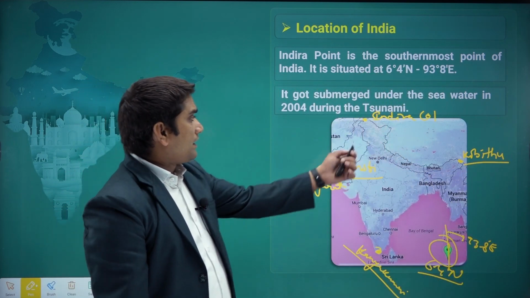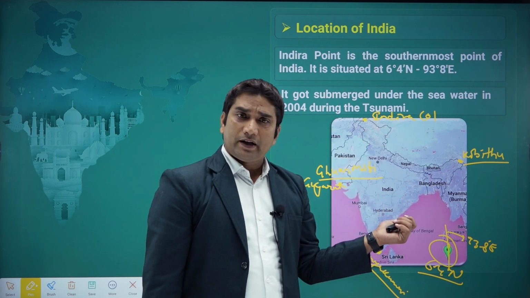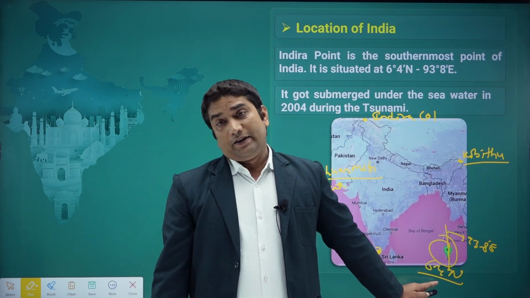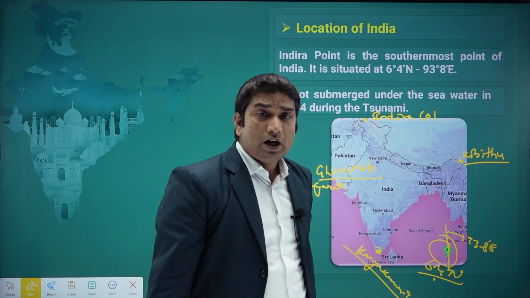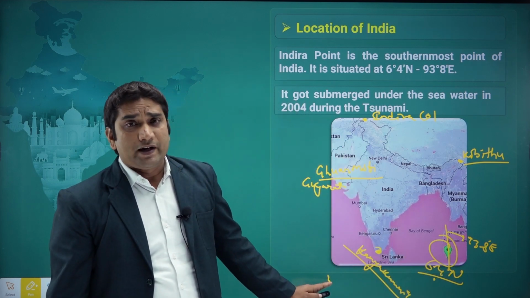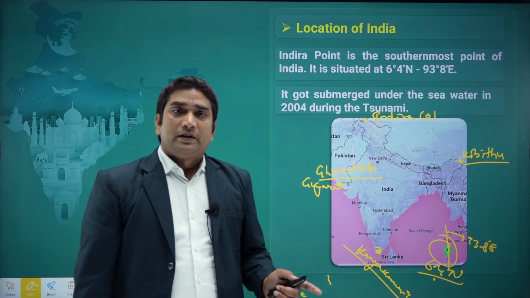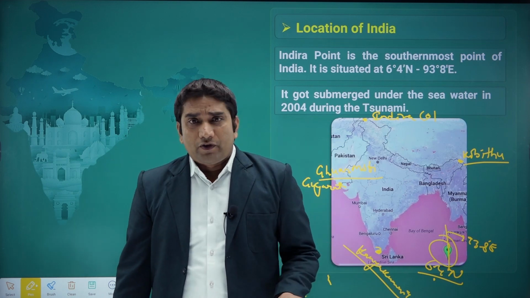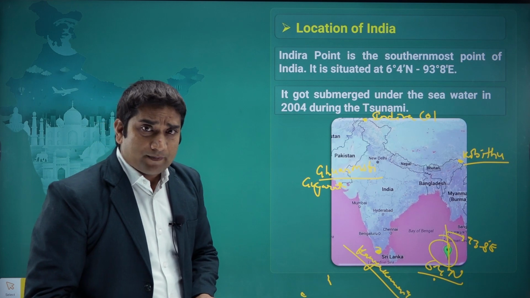So the northernmost point of India is Indira Col, above J&K. The southernmost point earlier was Indira Point, but it got submerged in the tsunami after 2004, so now the southernmost point of India is Kanyakumari. The westernmost point of India is Guhar Moti, in Gujarat. And the easternmost point of India is Kibithu, in Arunachal Pradesh.